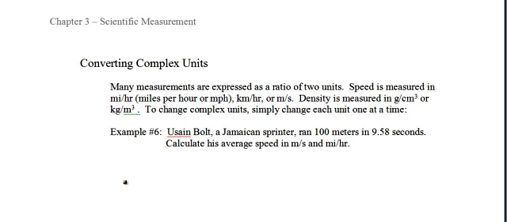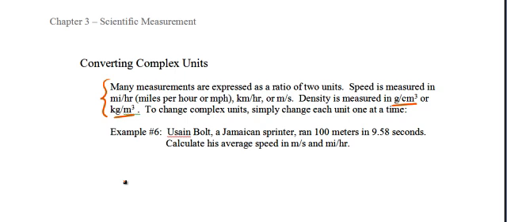Just taking a look at this little paragraph right here, it says that many measurements are expressed as a ratio of two units. Speed is measured in miles per hour, or sometimes we use kilometers per hour, or sometimes we use meters per second. Density is another quantity that's measured as a complex ratio, where you have it either in grams per cubic centimeter or kilograms per meter cubed. But to change these complex units, you simply have to change each unit just one at a time. So we're not doing anything new, you're just doing it in multiple steps.